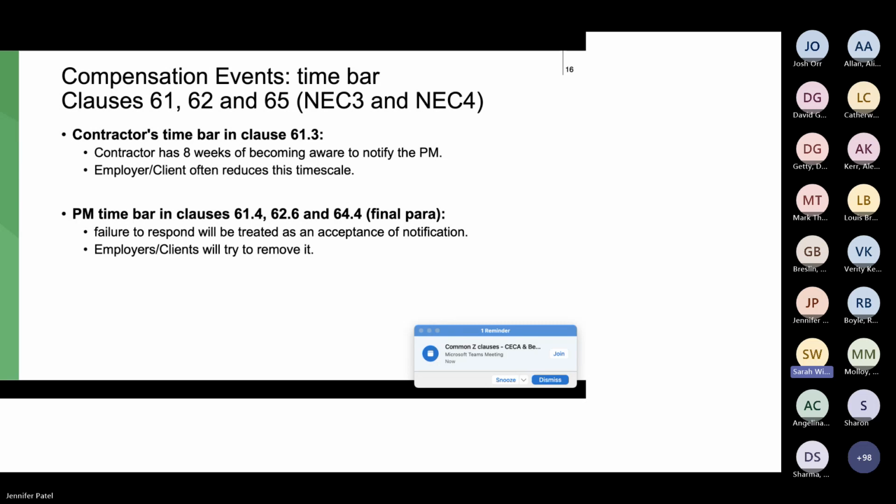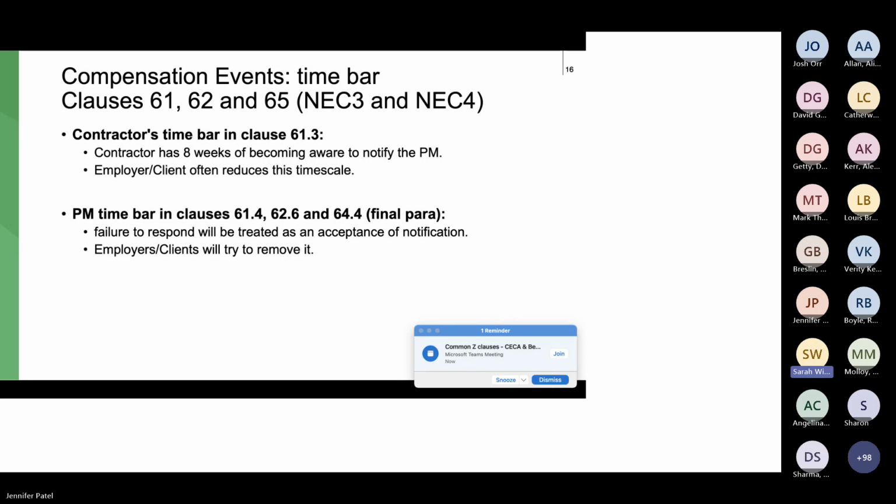So 61.4, by way of example, is the project manager's obligation to, oh no, I think actually it's 62.6 is the project manager's obligation to, once they have received a quote for a compensation event, to either notify the contractor that it's accepted, rejected, being assessed by the PM, or is to be revamped by the contractor. The PM has a time limit to do that. This barring clause comes in if the PM misses that deadline.